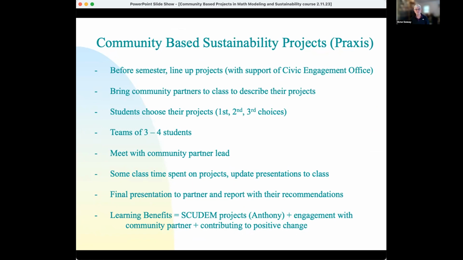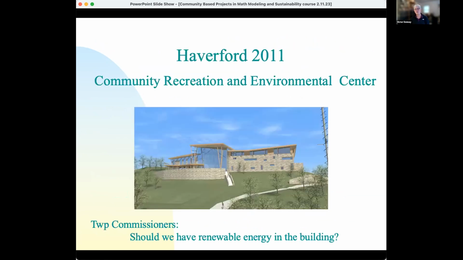So the learning benefits, I enjoyed Anthony's presentation. I did not yet know about the SCUDUM projects. So think of all the benefits in the SCUDUM project when you then add in engagement with a community partner and the opportunity to contribute to actual positive change. So I think these projects have a lot of value. So I'll give a couple of them.